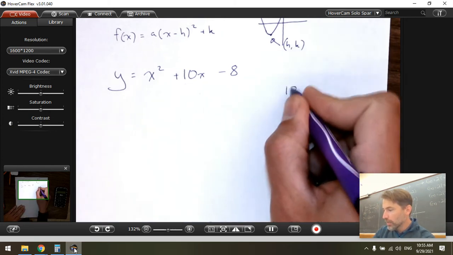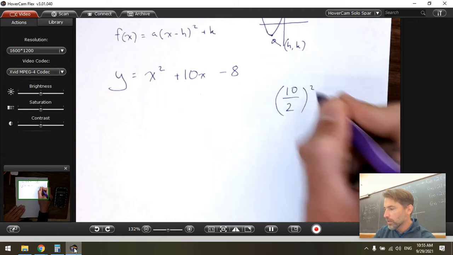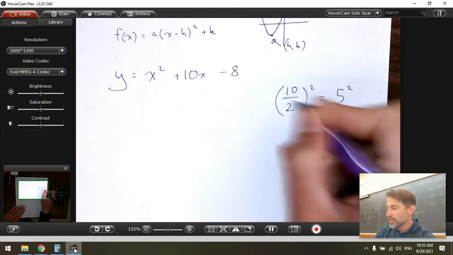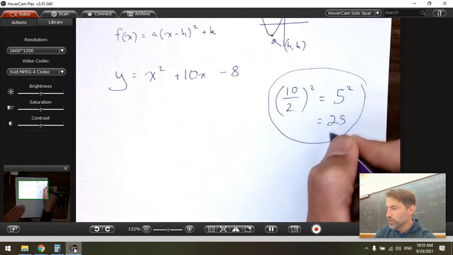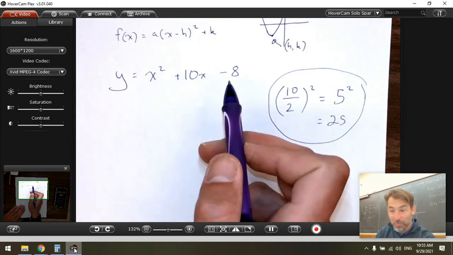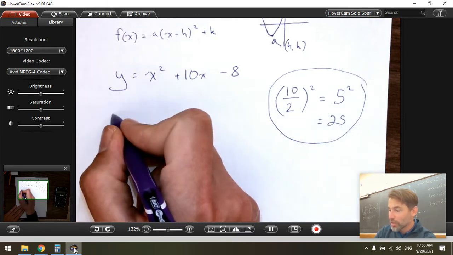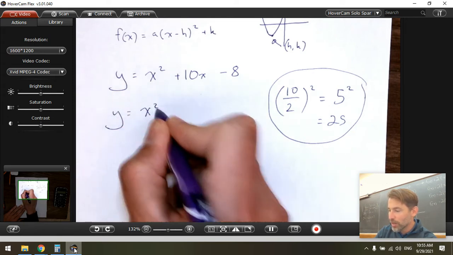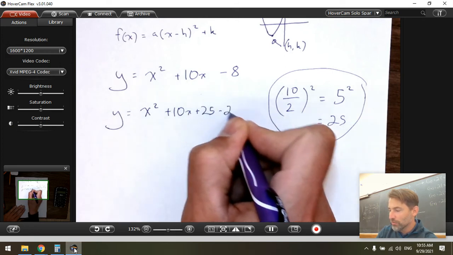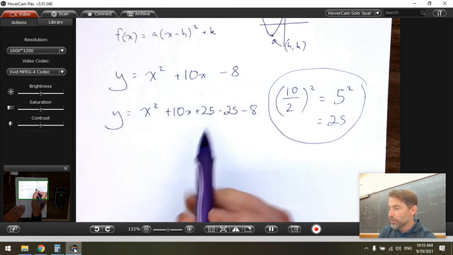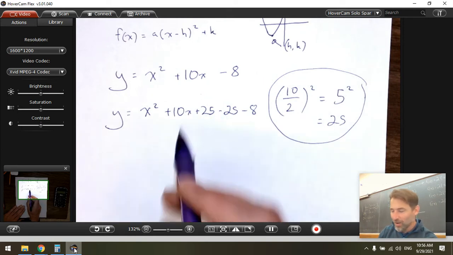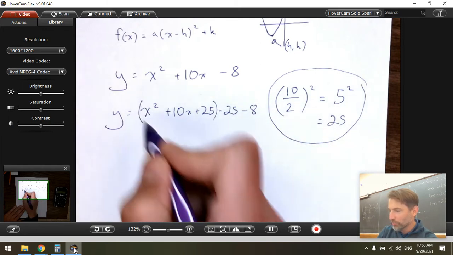So I'm going to take half of 10 and square it. That gives me 5 squared, which is 25. That's a little bit of a trick I can use to create a perfect square trinomial. These two terms need one dance partner to create a perfect square trinomial, and that's their dance partner. So then I have y equals x squared plus 10x plus 25 minus 25 minus 8. Notice I added it and subtracted it, so I did not change it. I just added 0.